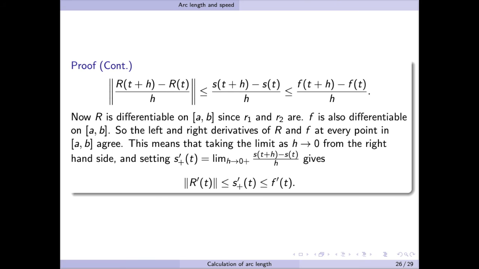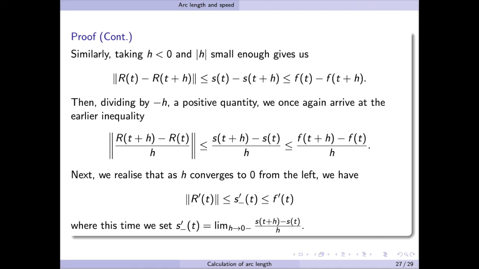Now we show a very similar inequality, but with the left derivative replacing the right derivative. So if we take h negative and mod h small enough, this gives us r(t) minus r(t+h). Now notice that t plus h is less than t because h is negative. We see that the norm of r(t) − r(t+h) is less than or equal to s(t) − s(t+h), again using the principle that the shortest distance between any two points is the straight line connecting them. And this quantity is less than or equal to f(t) − f(t+h), by very similar reasoning to the case where h was positive.